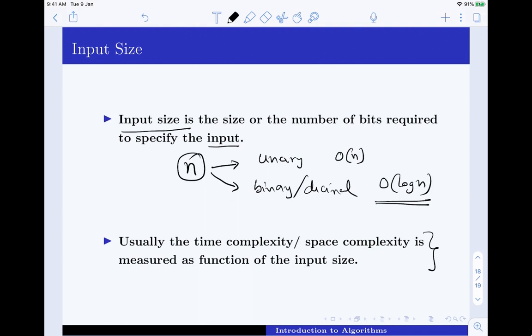So this is the input size when it comes to one particular number. There can be other objects that we might have to deal with, in which the input size is defined differently. But the important thing to note is that when somebody gives you an input, there is an input size, and the time complexity, space complexity, all complexities are measured in terms of the input size.